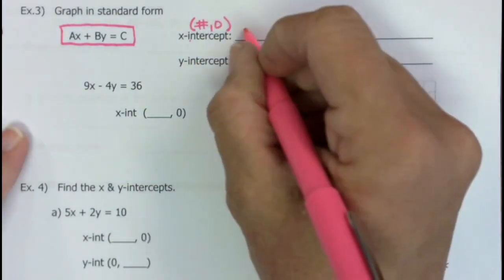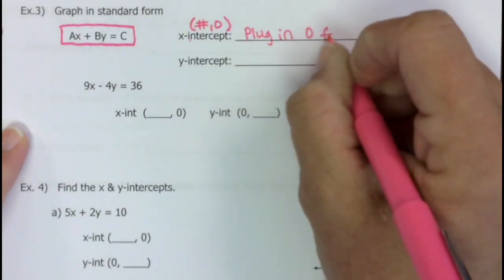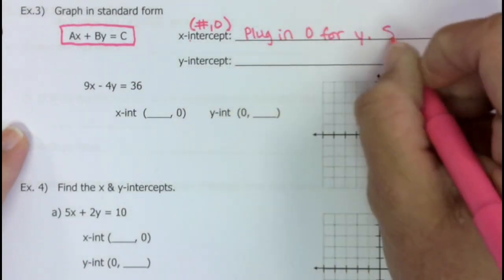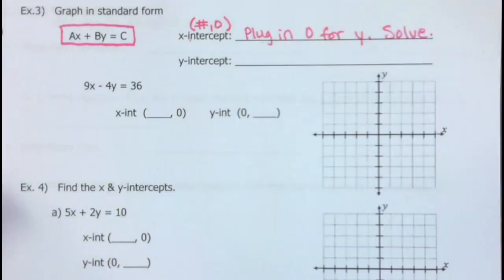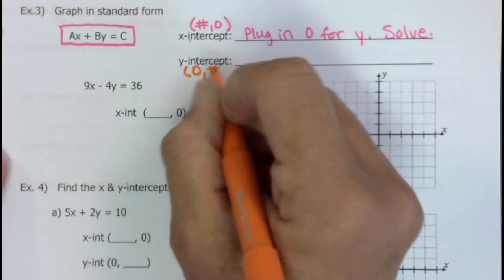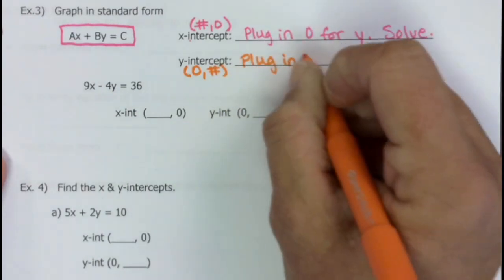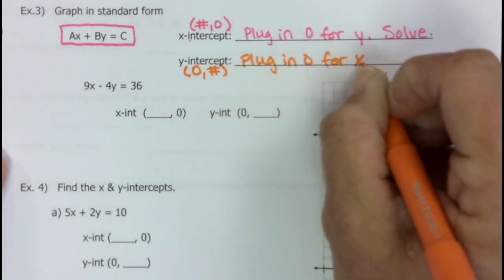So you're going to plug in 0 for the y and then solve. To get the y-intercept, guess what we're going to do? It's when the x is 0, so we're going to plug a 0 in for x and solve.